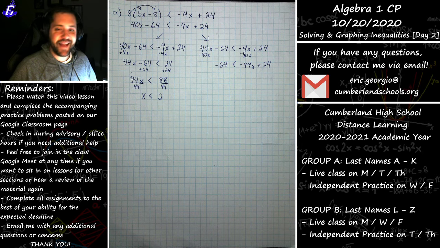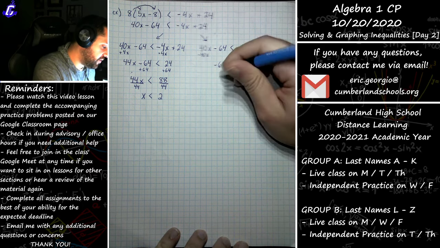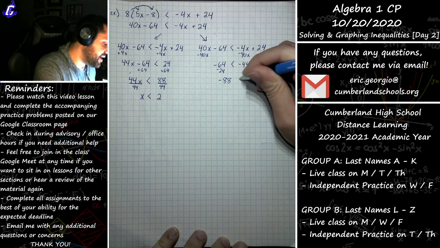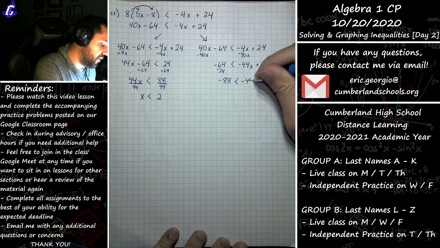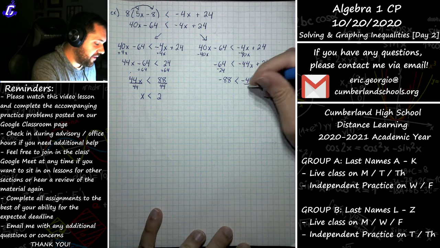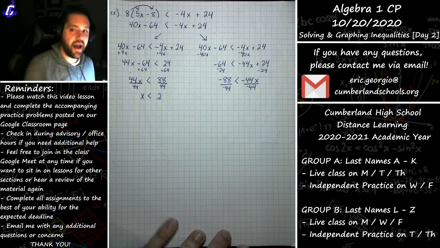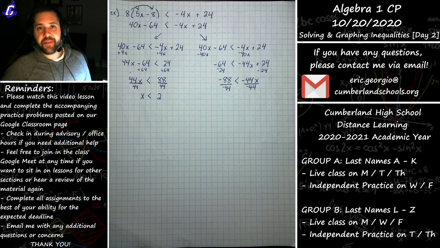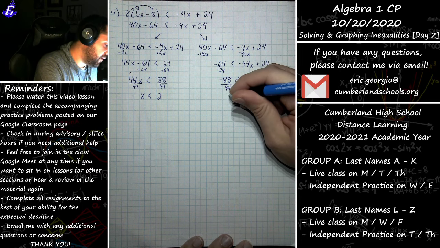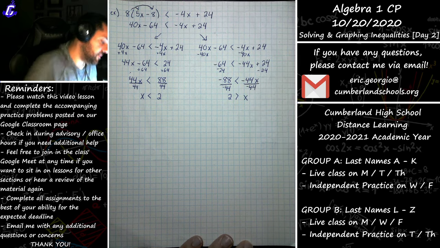Now I need to get the x alone. Even though it's on the right side, doesn't mean anything's different. We're going to subtract 24 from both sides. That would give us negative 88 is less than negative 44x. We can divide both sides by negative 44, but watch out. Dividing by that negative means we have to, just like we saw before, flip that inequality. That's going to give us negative 88 divided by negative 44, positive 2 is greater than x.